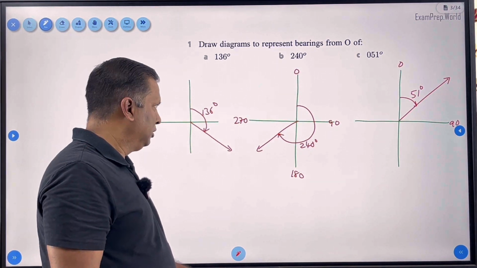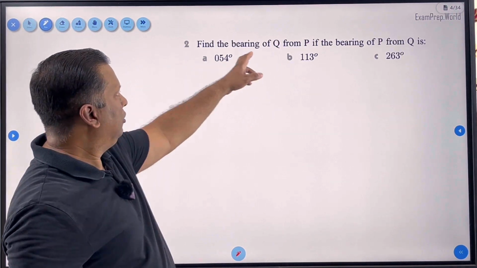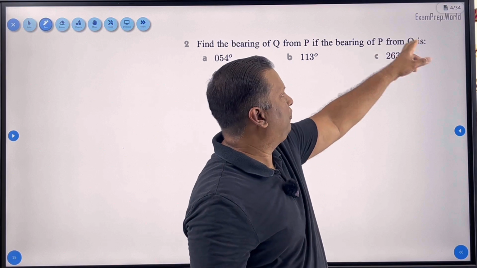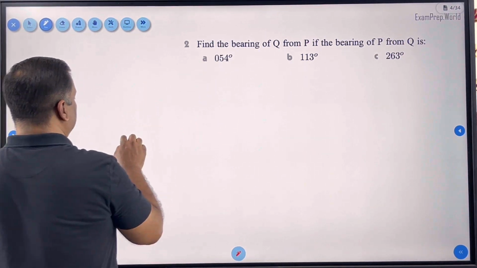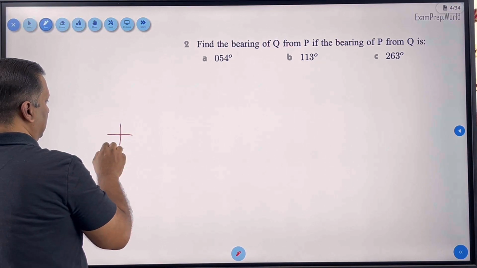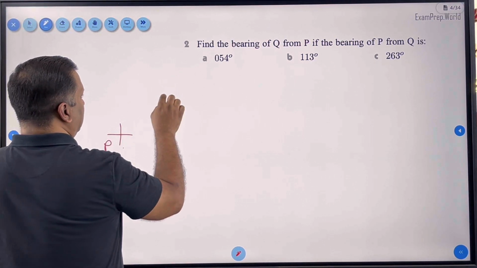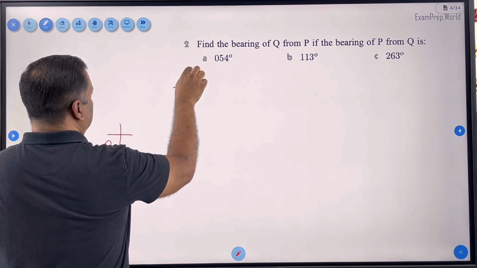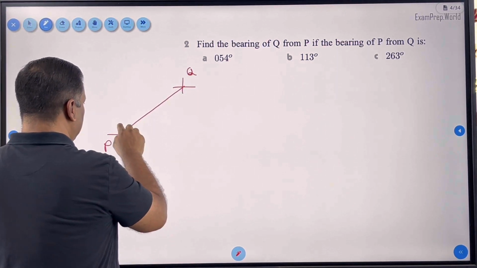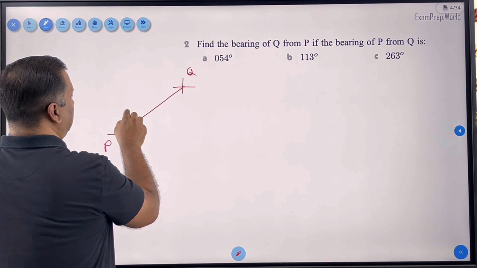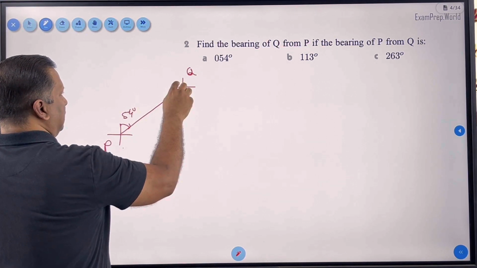Now, next one. Find the bearing of Q from P if the bearing from P to Q is 54 degrees. Now there are 2 points. One is P. This is point P and this is point Q. Now bearing from P to Q. How do we draw this? This angle is how much? 54 degrees. Then what is this angle?